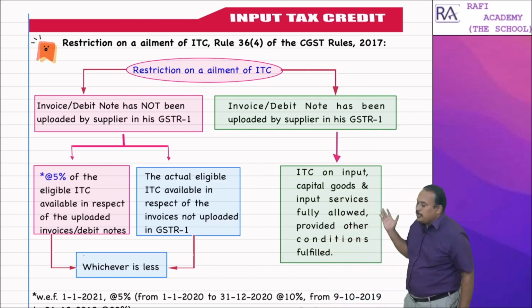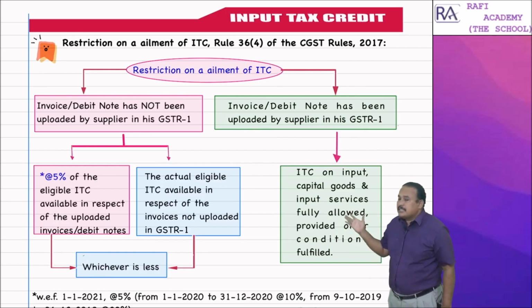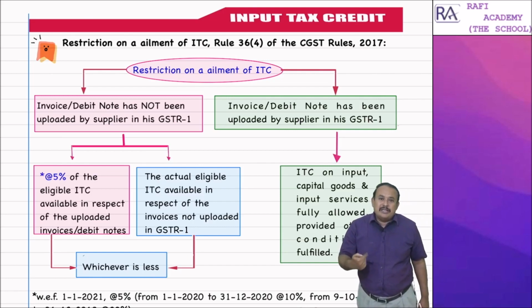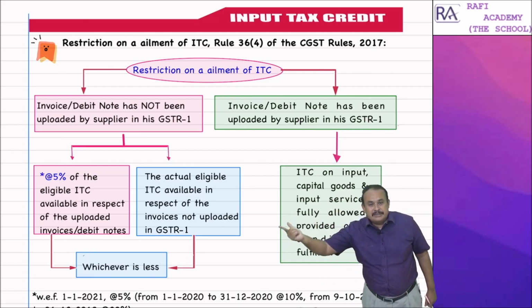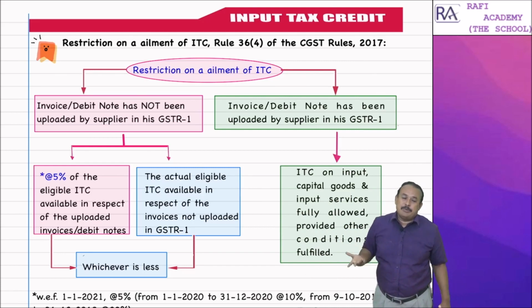The concept of 5% of the eligible ITC, or the actual ITC which is not uploaded in the GSTR 1 return, whichever is less, has been omitted. That means even for a single rupee of input tax credit that the recipient wants to avail, the supplier should have mentioned that invoice in the GSTR 1 return and submitted it. Only then will the credit be reflected in the books of the recipient in the GSTR 2A or 2B return, as the case may be.